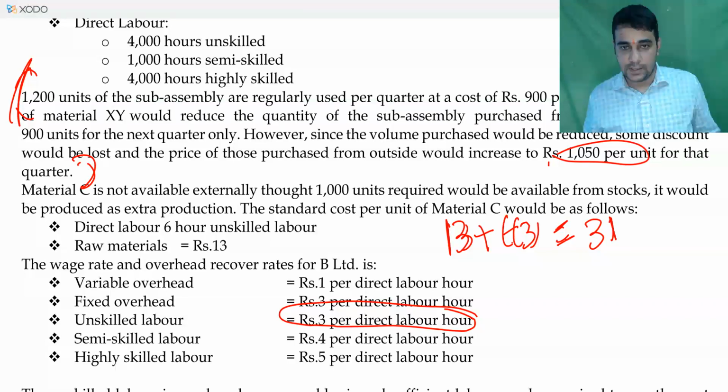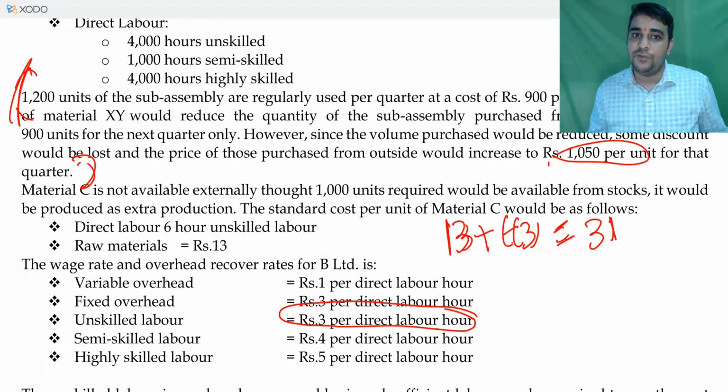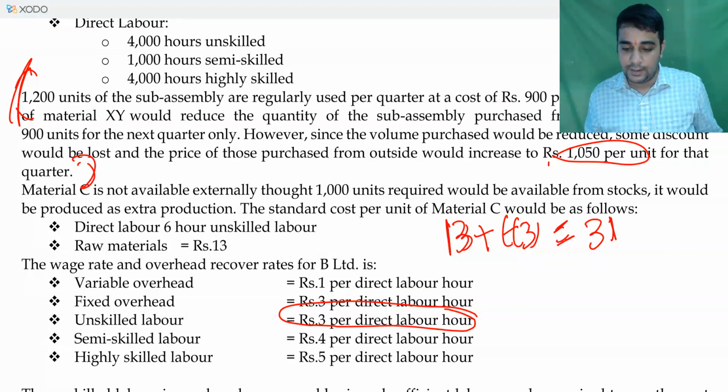Clear? Any doubts on this? This is incorrect. It is not 31. Think and let me know what are you missing. Variable overhead. They will not specify there that there is a variable overhead. When you are using 6 hours of unskilled labor, indirectly 6 hours of variable overhead will also be incurred. So it is not 31 rupees. On top of this 31, you will have to incur variable overhead, which is 6 into 1 rupee. Fixed overhead will not come.